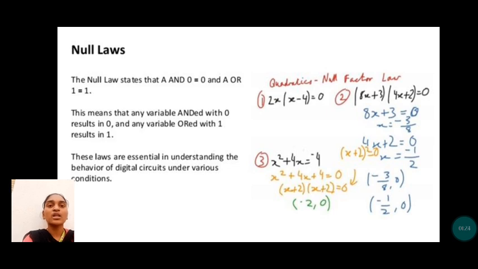Null laws. The null laws state that A AND 0 equals 0 and A OR 1 equals 1. That means any variable ANDed with 0 results in 0 and any variable ORed with 1 results in 1. These laws are essential in understanding the behavior of digital circuits under various conditions.